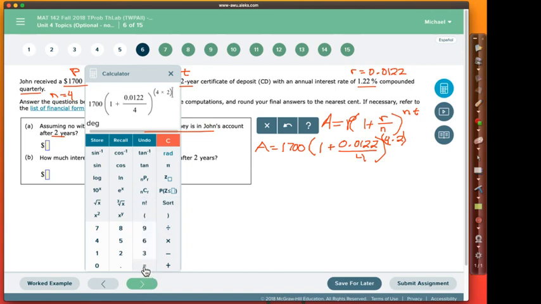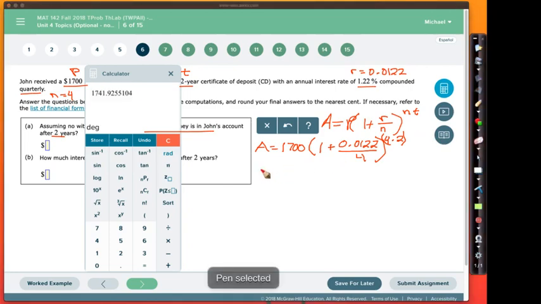So this should calculate our accumulated value, not just the interest, the accumulated value. So $1,741.93 if we round it, which we're supposed to do. In the end, don't round while you're doing the calculations. And of course, we did this all in one fell swoop. Round that to 93, and so that's going to be the answer to our first question.